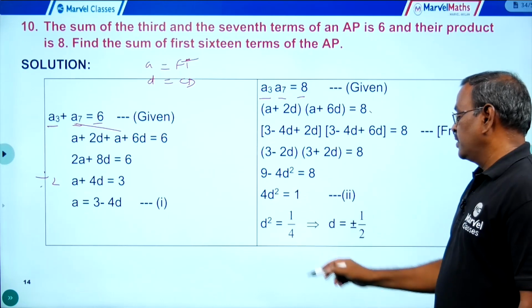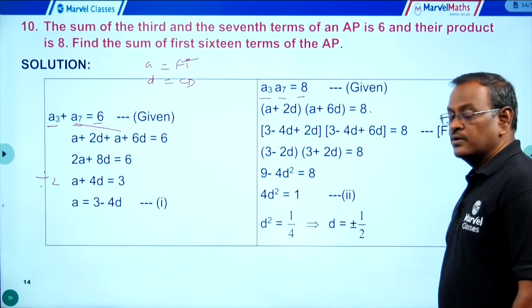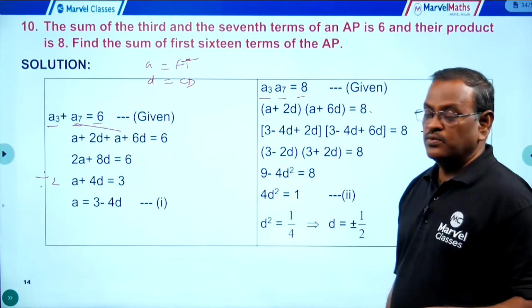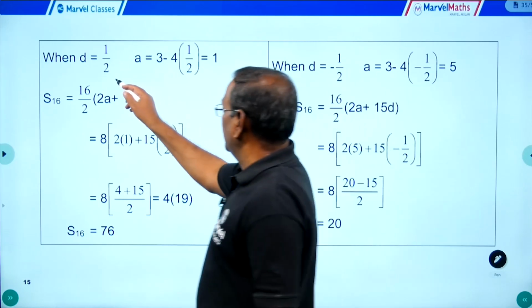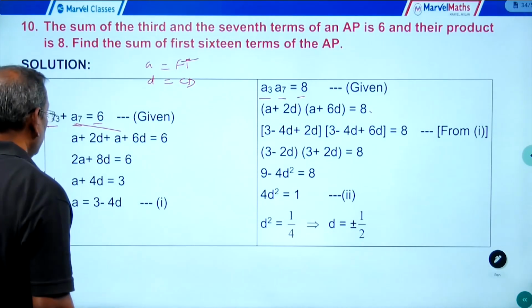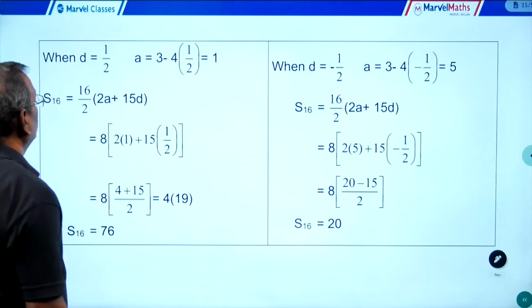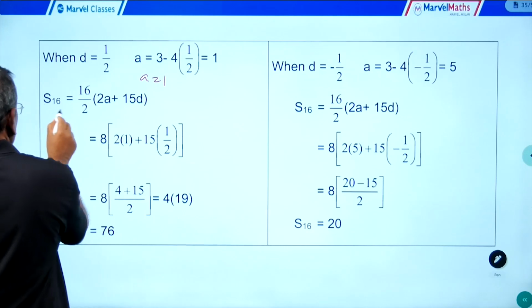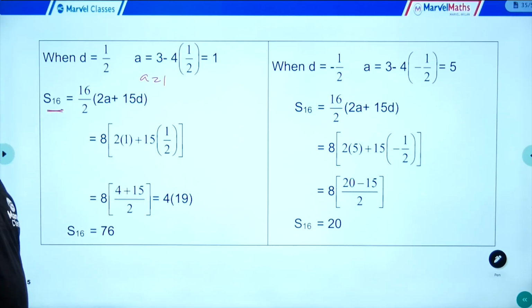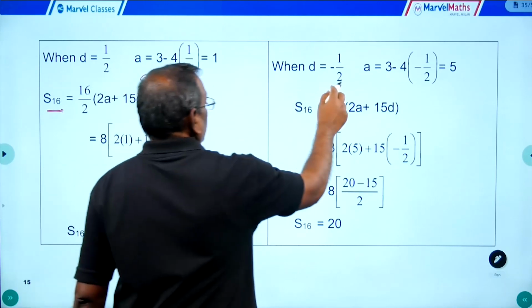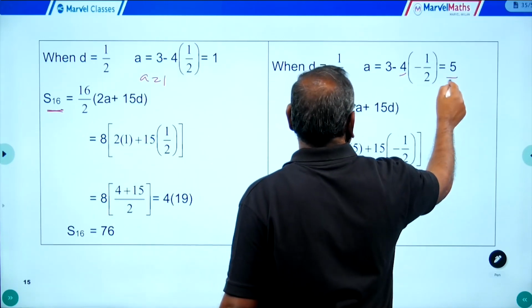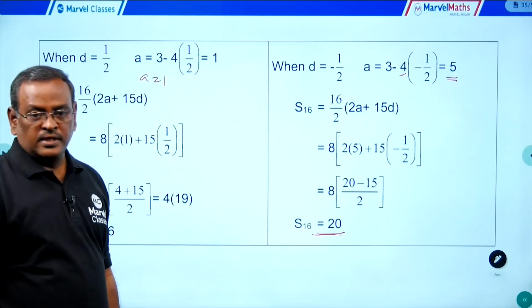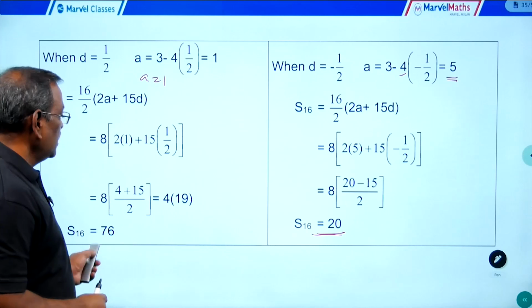So 4d square equal to 1, d square equal to 1 by 4, d equal to plus or minus 1 by 2. So we have two cases because d has two values. When d equal to 1 by 2, what is A? Substitute here, A equal to 3 minus 4d, 3 minus 4 into 1 by 2, 1. So A equal to 1, and the corresponding S16 equal to 76. When d equal to minus half, A equal to 3 plus 2, which is equal to 5, and the corresponding S16 equal to 20. What is the reason for two answers? We have two common differences and hence two different solutions.